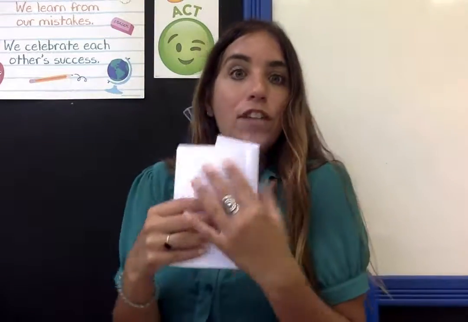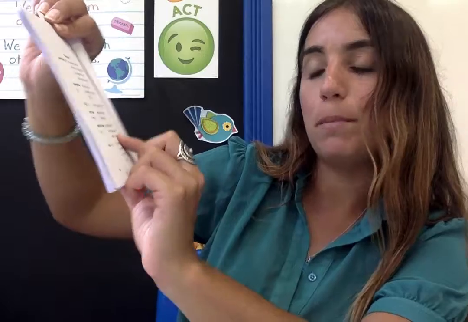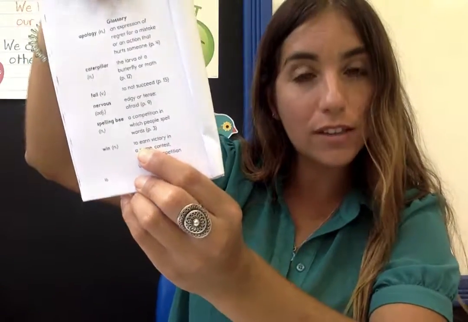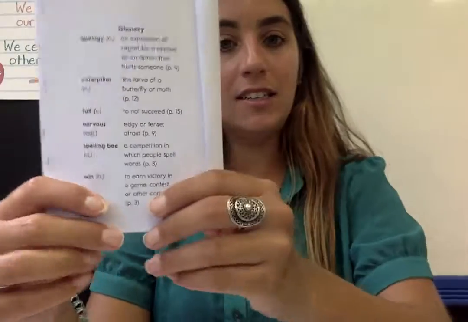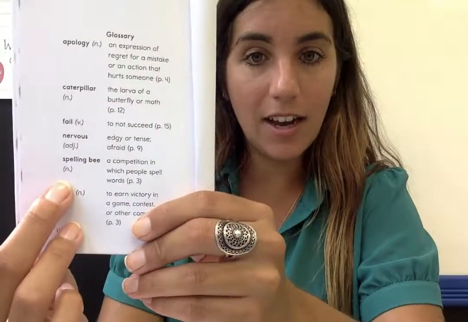Okay, so I feel nervous about the spelling test. I feel tense about the spelling test. I feel edgy about the spelling test. It's the same thing. The next word is spelling bee, like we talked about before. And that means a competition in which people spell words. So we don't have spelling bees in our room, but some classes have spelling bees, which is a noun.